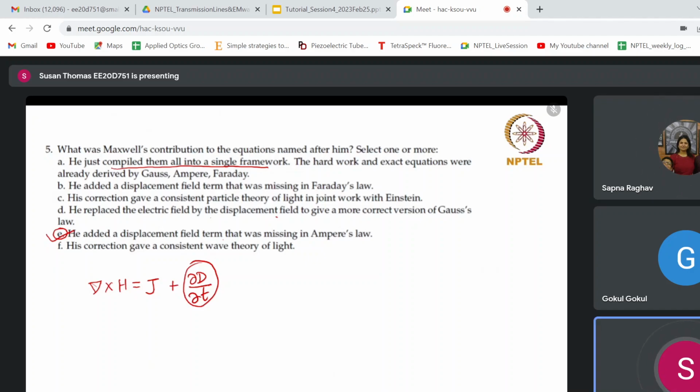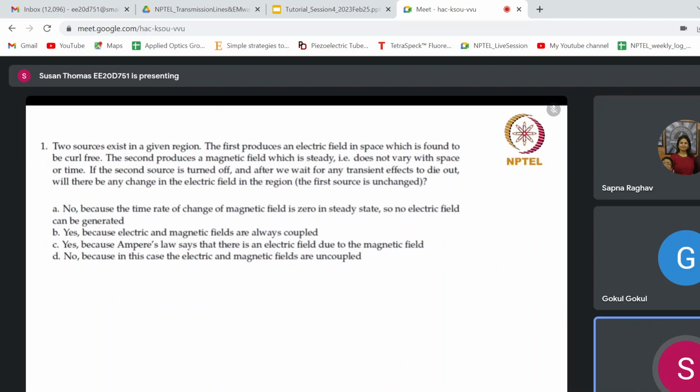Thank you. And another thing is, maybe in my discussion I didn't exclusively say this. There is one more right option, that is, his correction gave a consistent wave theory of light. So if you go to the wave theory, you come across why this has made it consistent. You can learn that in the coming lectures more. So this is also another option to this question. Okay, so let me move to another question.